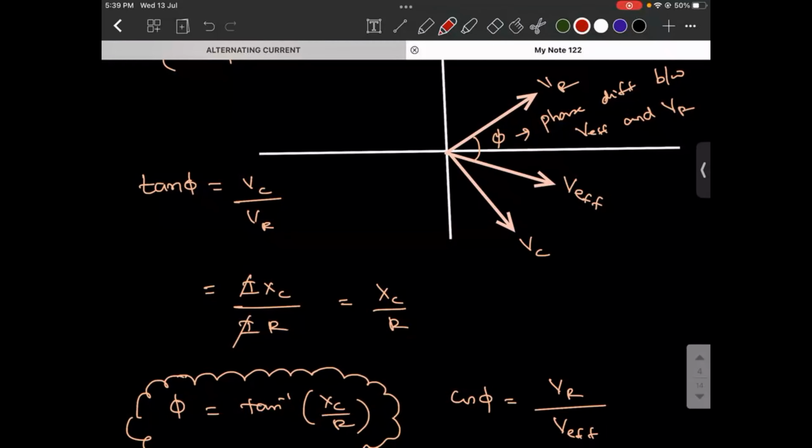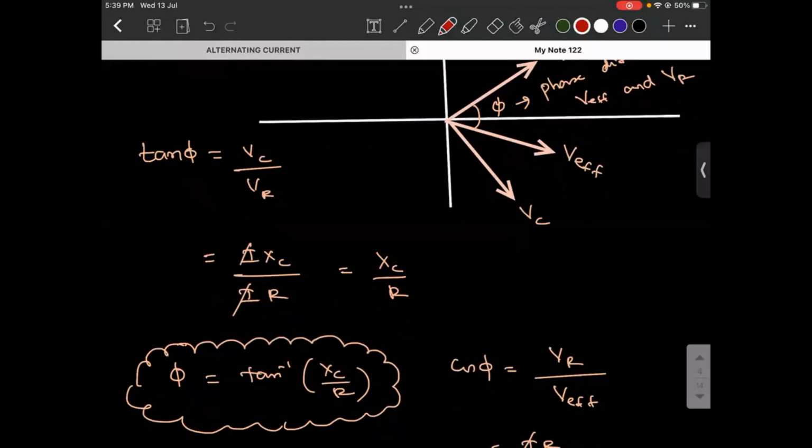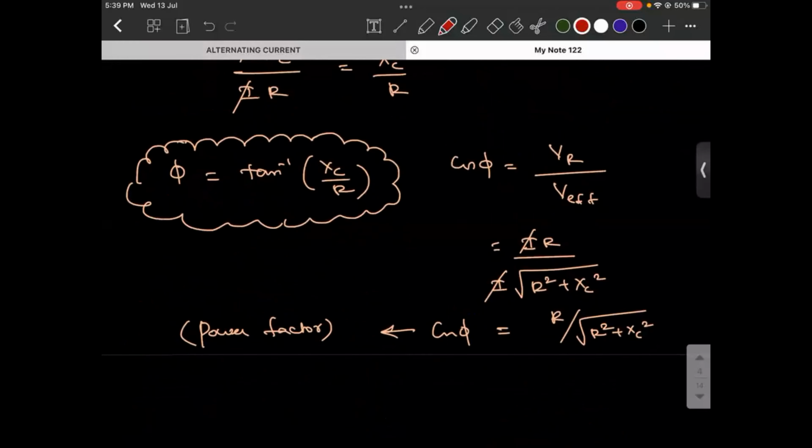So I'll scroll it down, just a minute. Are you done copying it? Okay. So cos phi will be equal to R divided by root of R square plus XC square, or just R by Z. Have this in your mind. This term is very important. We'll have it in the future discussion. Cos phi is called power factor. Is this point clear? Right.